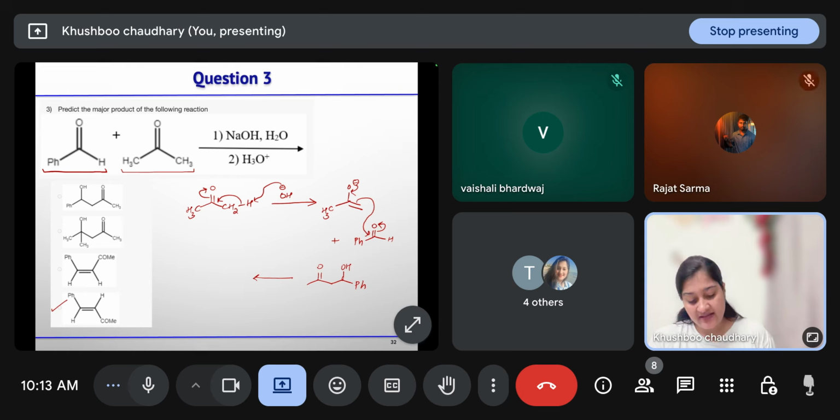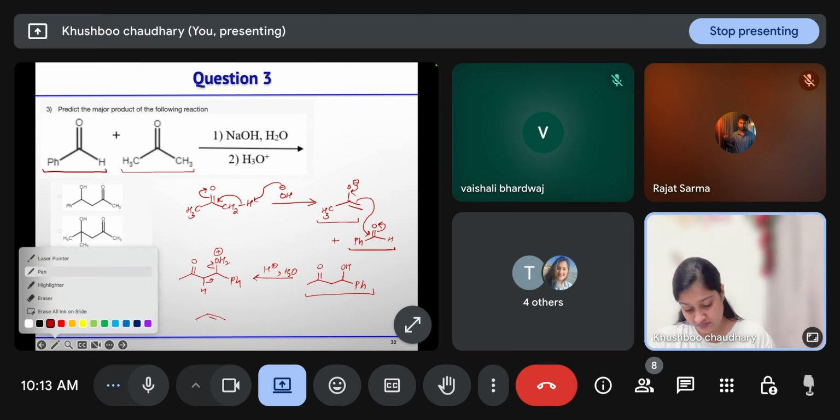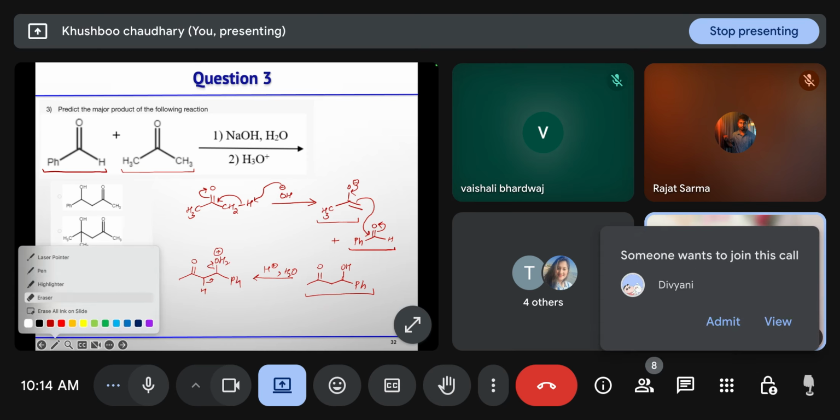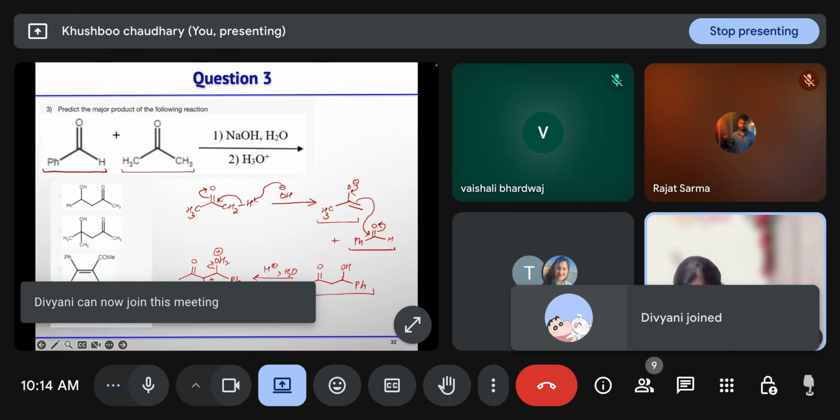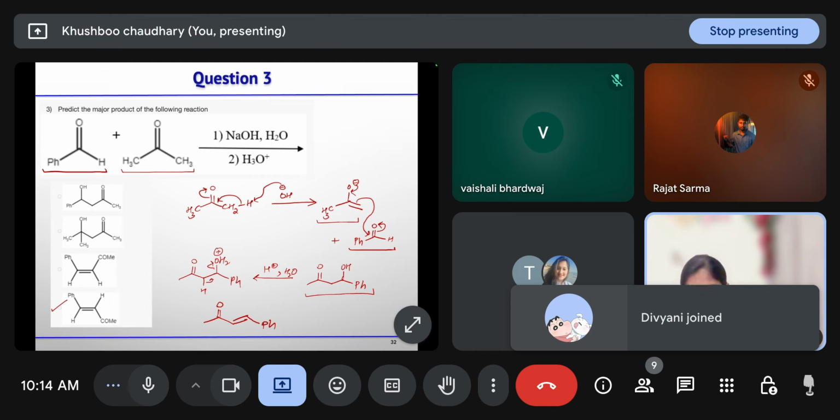Right, after enolate formation, this enolate will react with benzaldehyde and then we will get this aldol product. Now we are doing acidic hydrolysis. So in case of acidic hydrolysis, first protonation will take place and then after elimination, you will get the trans alkene as the major product. Clear?